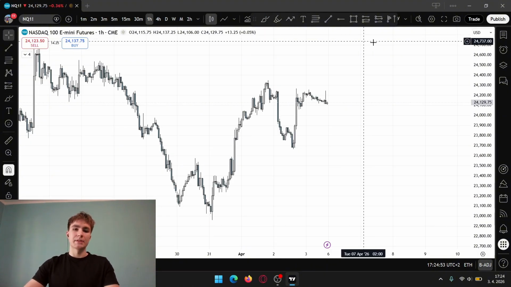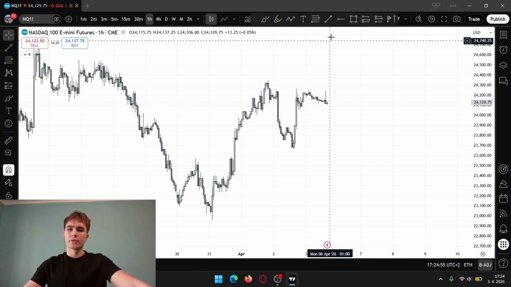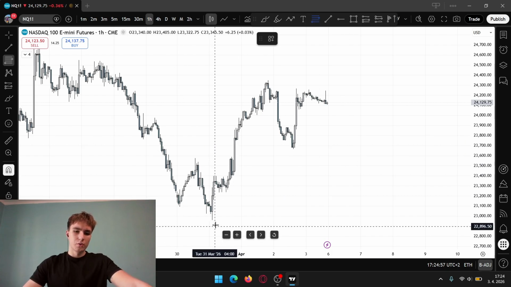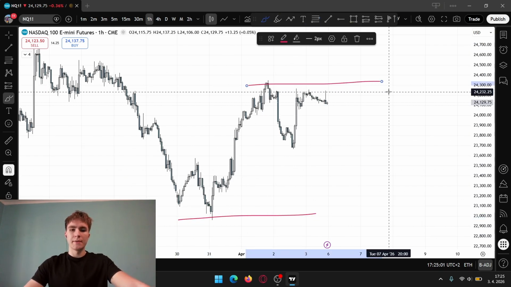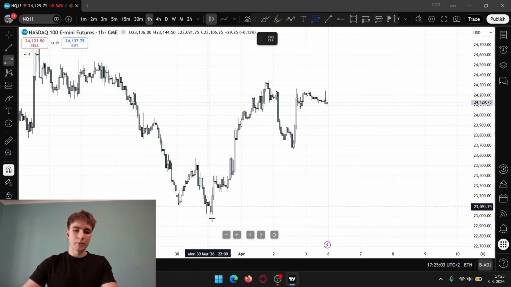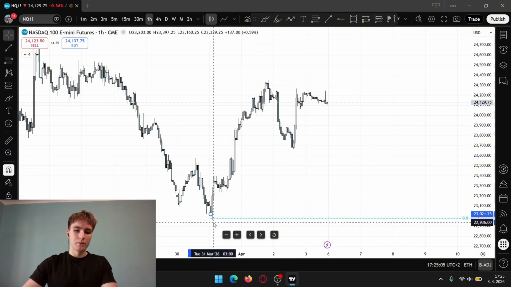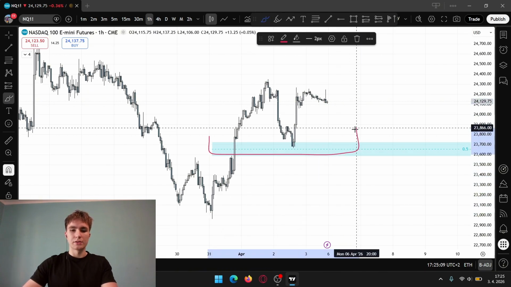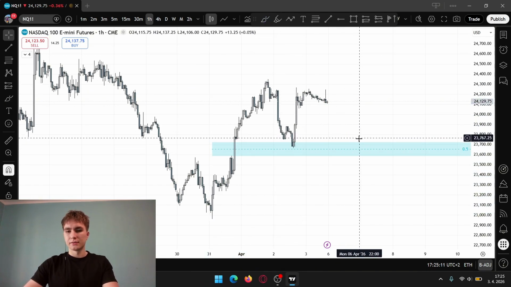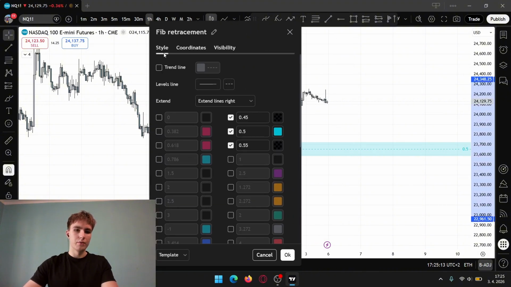Let's show you some examples. Currently I'm on the hourly time frame, so just identify the latest trading range from the low to the high. We take the drawing tool, go from the low to the high of that range, and this is our zone. I can show you settings on the Fibonacci tool on TradingView. It's just the fib retracement.